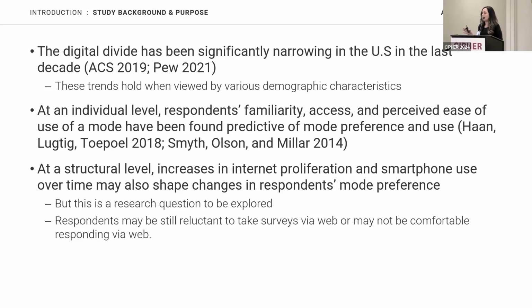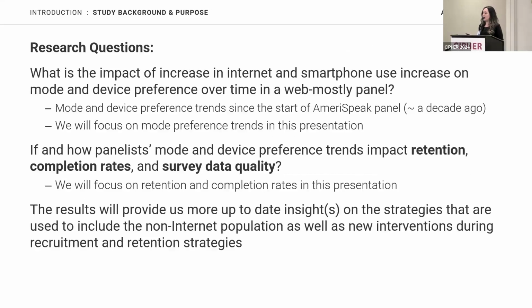So what this all means, at a structural level, is that this whole increase in internet penetration and smartphone use over time may also shape change in respondents' mode preference. However, this is still a research question to be explored, right? They may still use the internet, they may still use smartphones, but they may still be reluctant to take surveys via web or may not be comfortable responding via web. So those are two different concepts. So let's investigate if these trends translate to mode preference trends.